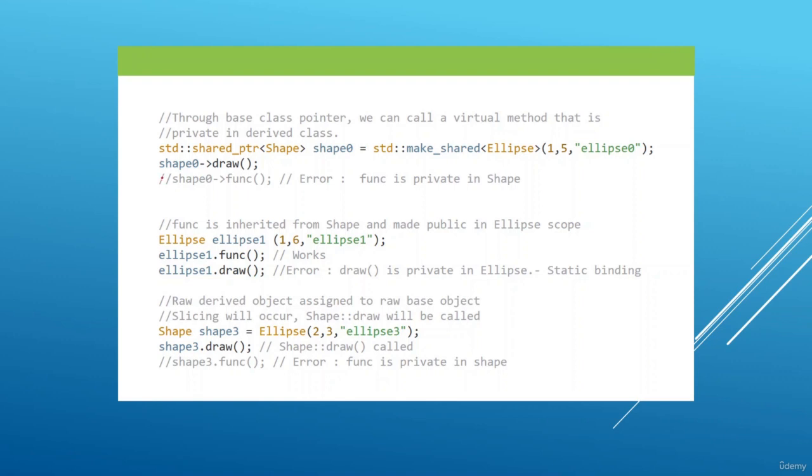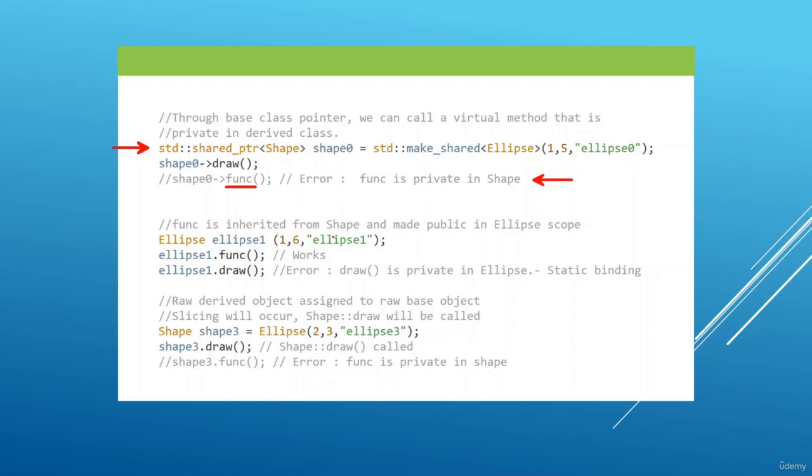We know that the draw method is public, so we can call this through a base pointer. This is a smart pointer, and polymorphism is going to work with smart pointers. But if we try to go through the base pointer and access the func method, which is private in the base class, this is going to give us a compiler error.